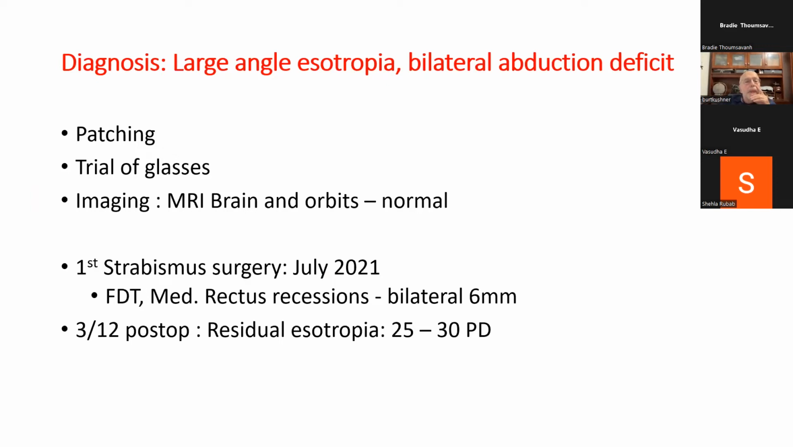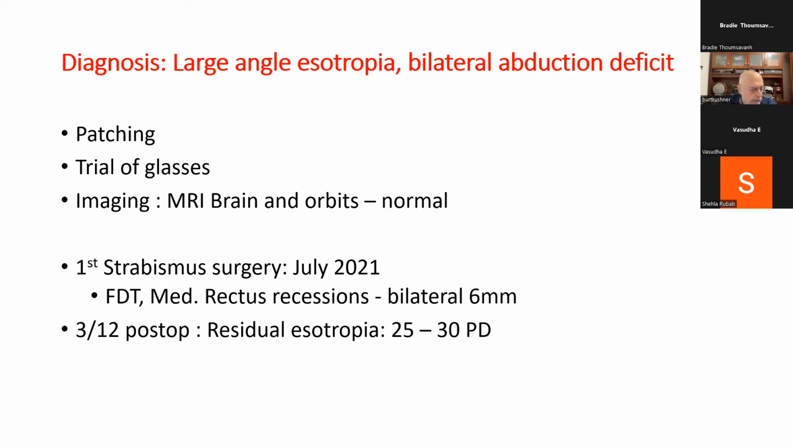Even though the cycloplegic refraction just showed about 2.25 hyperopia with mild astigmatism, I decided to do a trial of glasses while we were waiting. And I decided to get an MRI of the brain and orbits. This took a few months, but fortunately, it was reported normal.